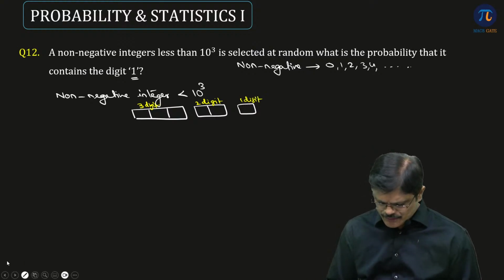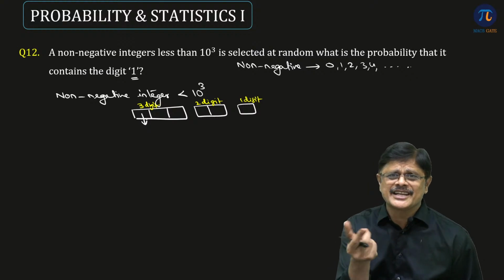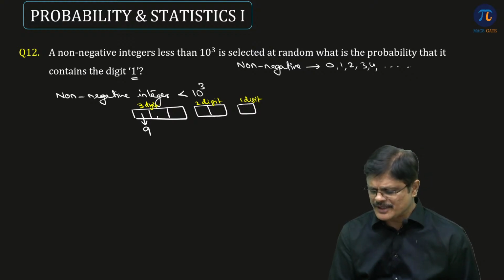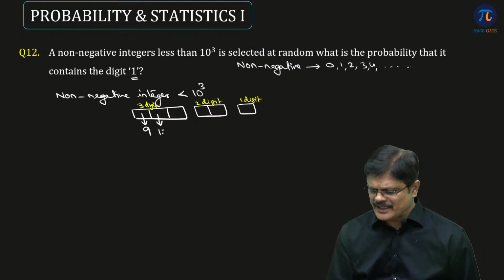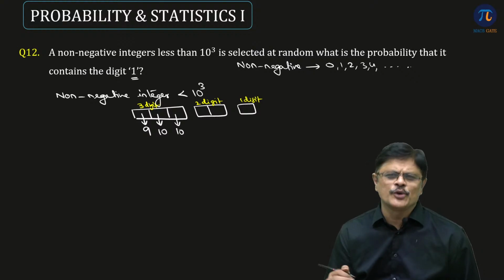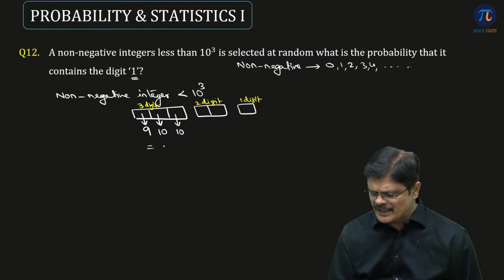So here what I can do, sir? 3-digit means the leading digit cannot be 0. So there are 9 possibilities. Because there is no restriction on repetition of digits, there are 10 possibilities here. Here you can keep any of the 10 digits. You can keep 0, 1, 2, 3, 4, 5, 6, 7, 8, 9. So there are totally 900 3-digit numbers.